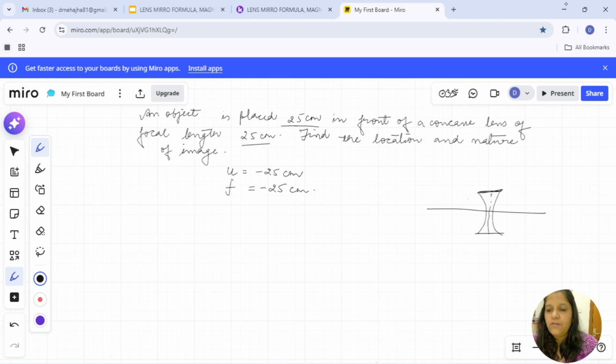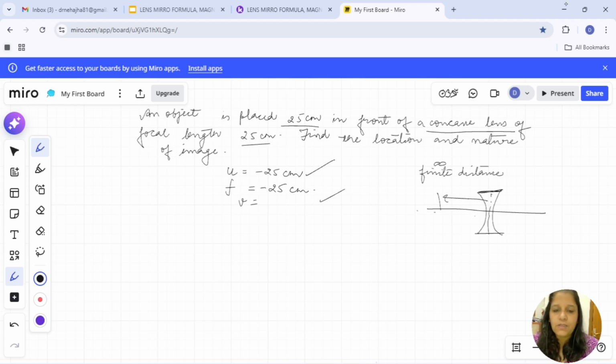there are two cases for the concave lens. One is if the object is at infinity, or if the object is at a finite distance. In both the conditions, the object will be placed on this side. And we know this is the positive x-axis and this is the negative x-axis. Because of that, the sign for u and f will be negative. And we know that the image is also going to form on the same side of the object in the case of a concave lens. That is why u and f will be negative.